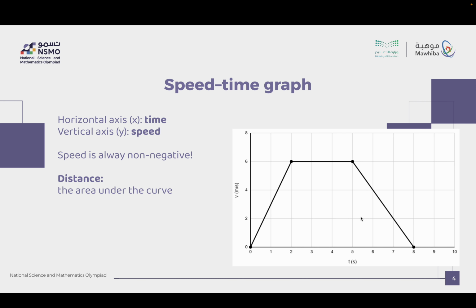For example, here I can divide the curve into 3 parts. The area of this first triangle will be 2 times 6 divided by 2. Then the area of this rectangle will be 3 times 6. And finally, the area of this second triangle is 3 times 6 divided by 2. So in total, 6 plus 18 plus 9, which is equal to 33. So the total distance covered during this motion is 33 meters.